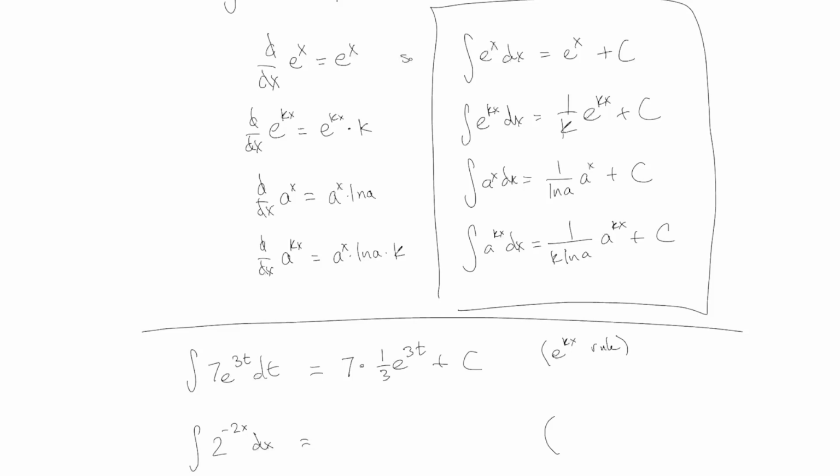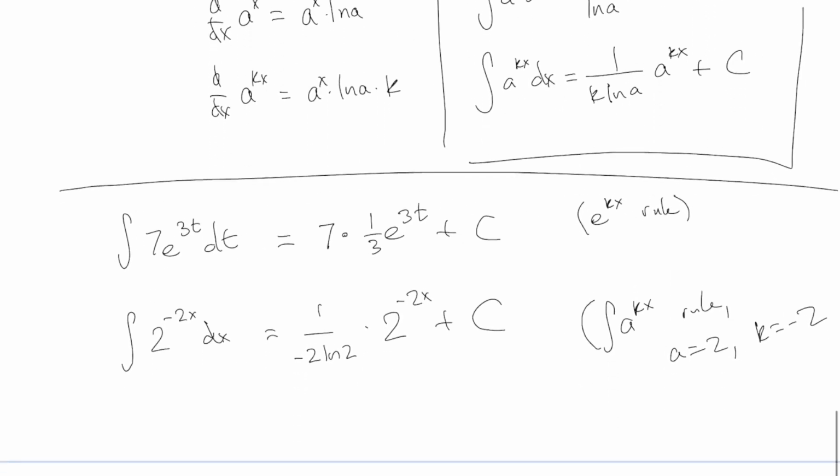So I will say parenthetically, this is the integral a to the kx rule, where a in my example is 2 and k is -2. A is the big number down there, and k is the coefficient inside the exponent. Other than that, I just plug it all in. So I'm going to get 1 over -2 ln 2 times 2 to the minus 2x, just plugging into the last of those formulas in the box there.